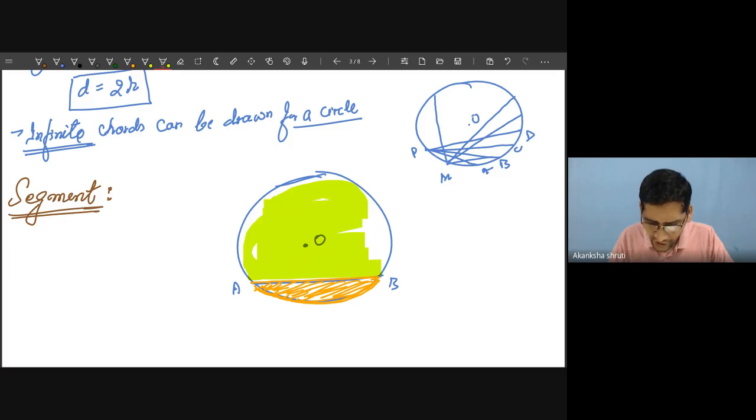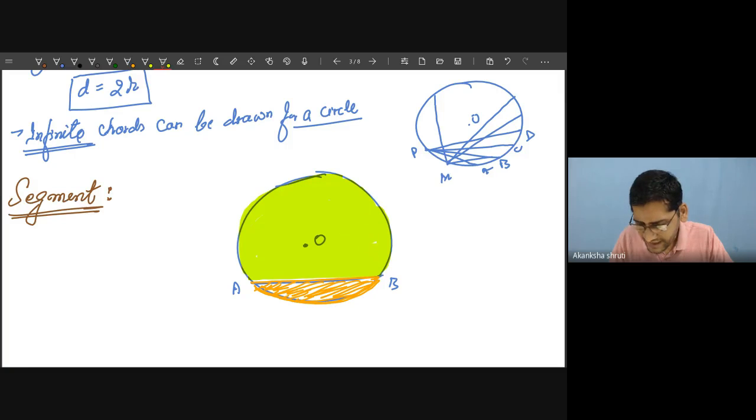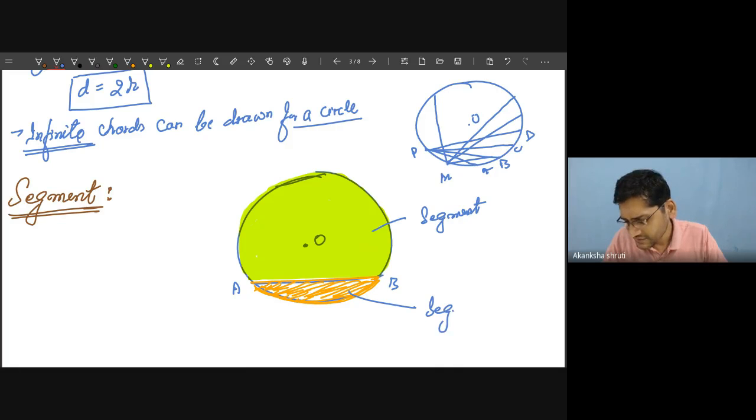So this way, how many segments are formed for a circle? Two segments. Here also one has a larger area than the other, and the larger area segment contains the center. So each of these parts is a segment. This is also a segment, and the bottom one is also a segment. Then how to differentiate? To differentiate the bigger and the smaller, we use the term major segment for the bigger one and minor segment for the smaller one.